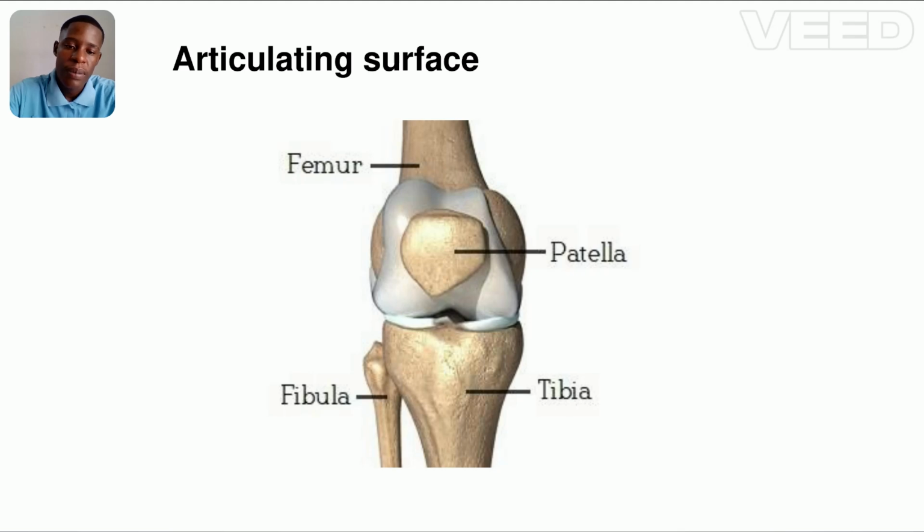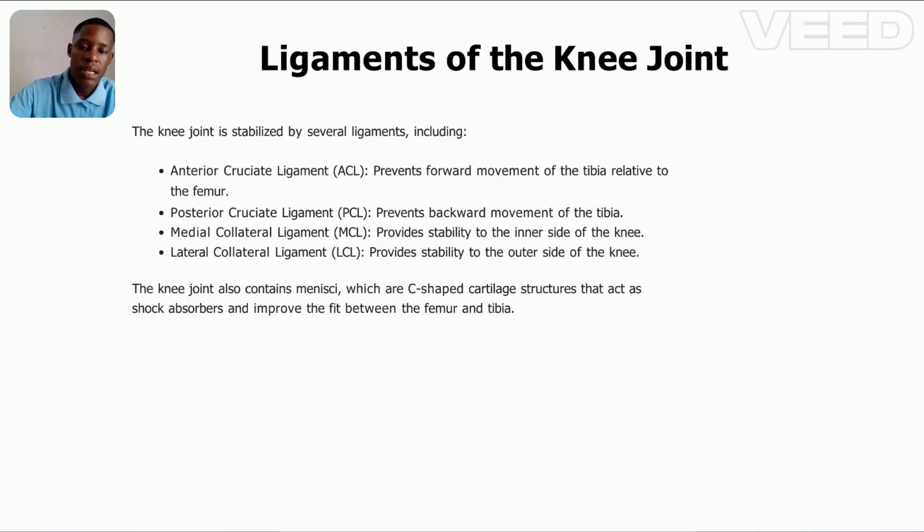Between the femur and the tibia, there are two joints located laterally and medially. Laterally, we've got the femorotibial joint. Medially, we've got the femorotibial joint also. Then there is a joint between the femur and the patella, and that is called the femoropatellar joint. These are the joints that make the knee joint complex. So let us look now at the ligaments of the knee joint.